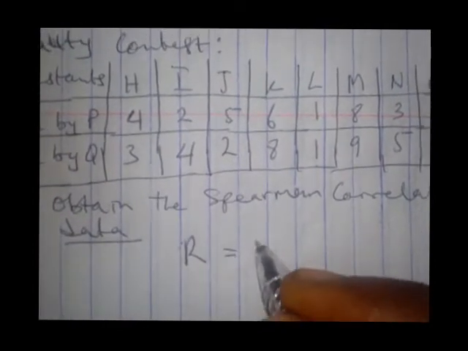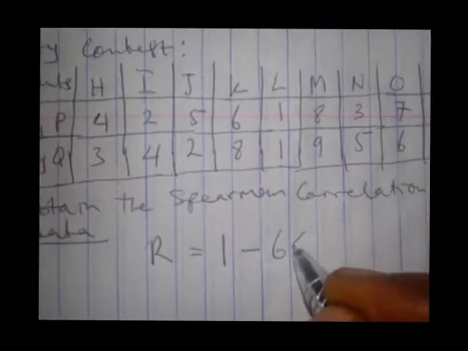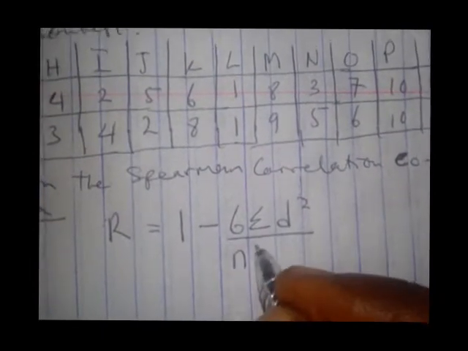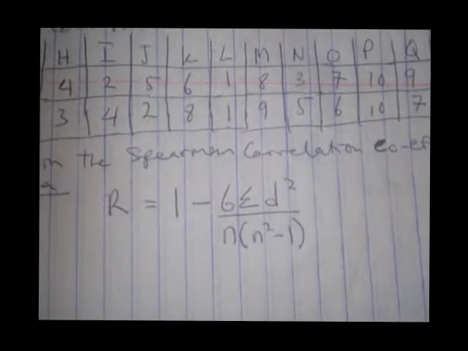If, for instance, this formula is now R equals 1 minus 6 summation D squared over n squared minus 1. That is our formula. So already we have a formula. I want to stick with this particular formula though. So you now see we have a 1, we have minus, we have 6, we have summation, we have D squared, then we have n, and we have n in bracket n squared minus 1.